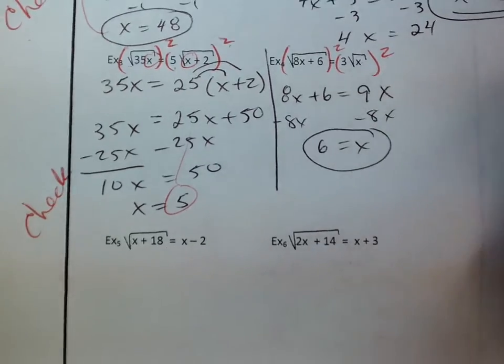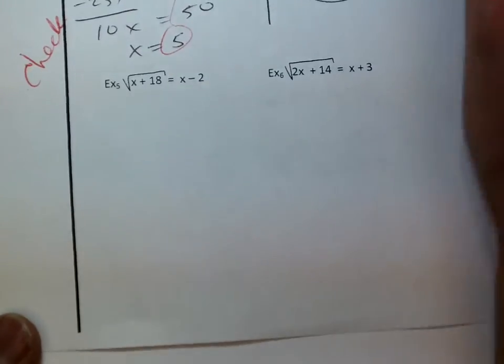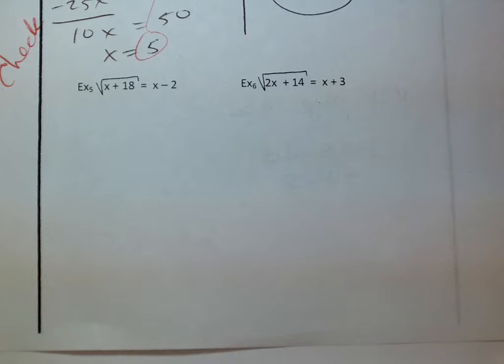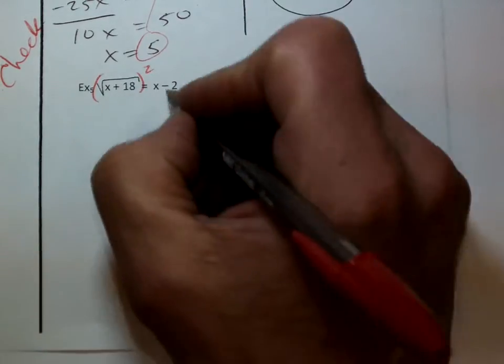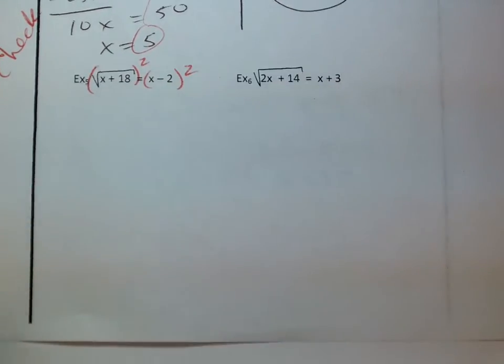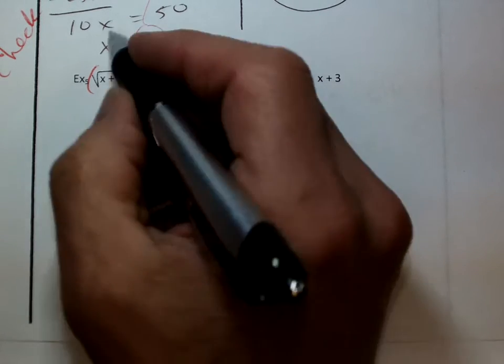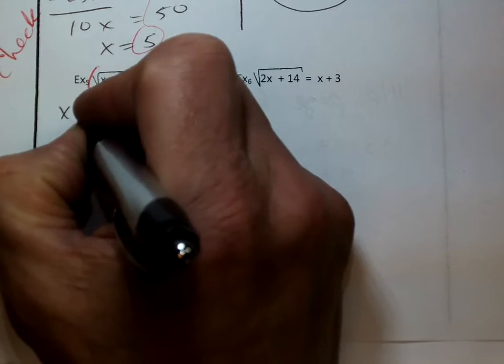Okay, example 5. Here comes the first really fun one. All the rest are kind of boring. Those last 4 were kind of boring, but here comes a fun one. All right, let's solve it. Let's square both sides. Square this side, okay?